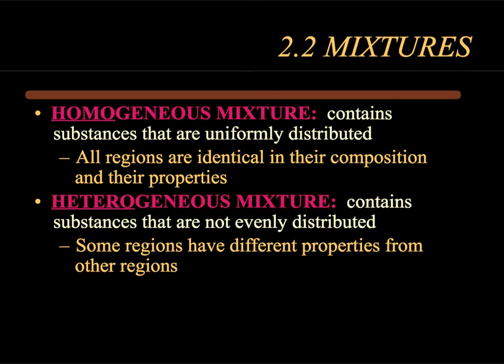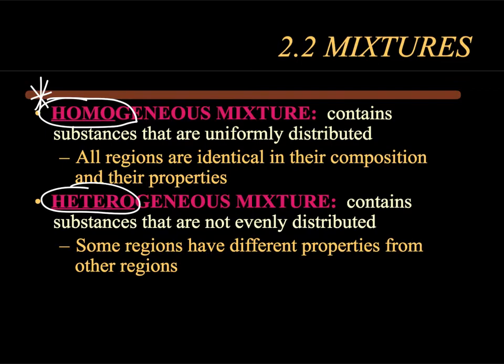All right, so now we're going to talk about mixtures, and there's two different types of mixtures we're going to talk about. We're going to talk about the homogeneous mixtures and the heterogeneous mixtures. So what does the prefix homo mean? Homo means same. What does hetero mean? Hetero means different, okay? So first let's talk about homogeneous mixtures, and I'm going to give you some examples that you should write down in your notes.